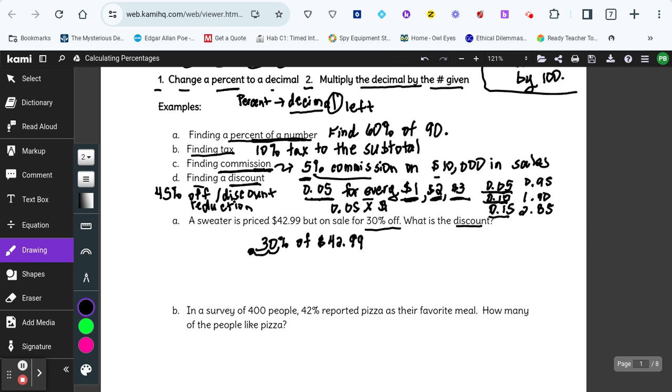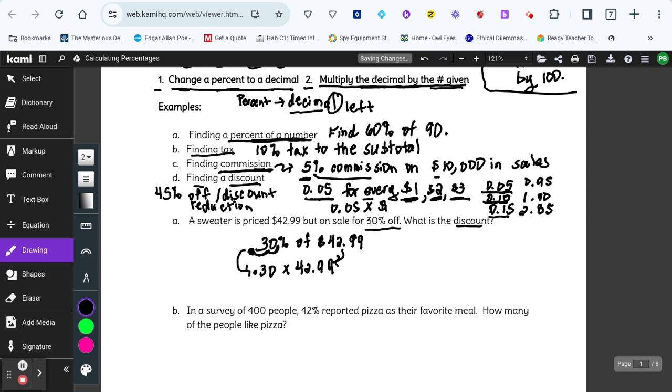So if you don't see a decimal in a number, it's at the end, and then that's 2 places left. So we're going to multiply 0.30 times 42, the number we were given. Again, we're just following this: change the percent to a decimal, and then multiply the decimal by the number given. I changed my percent to a decimal, and I'm going to multiply by the number given.